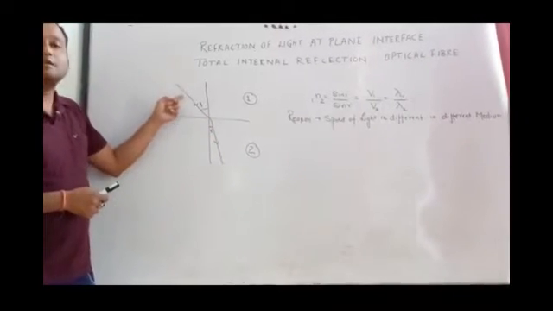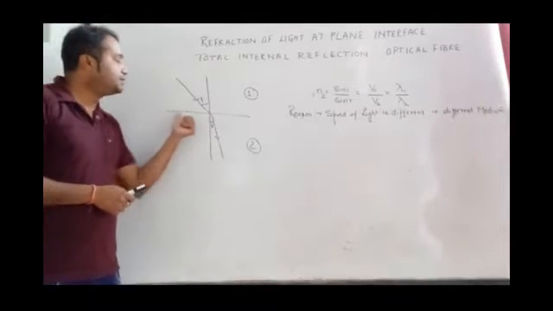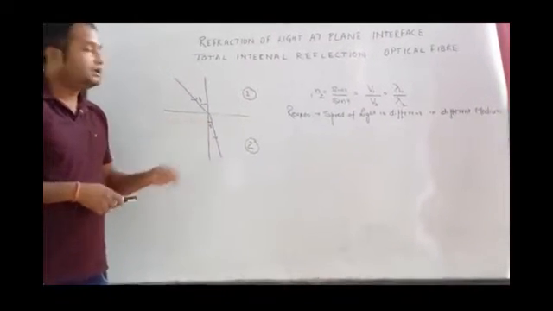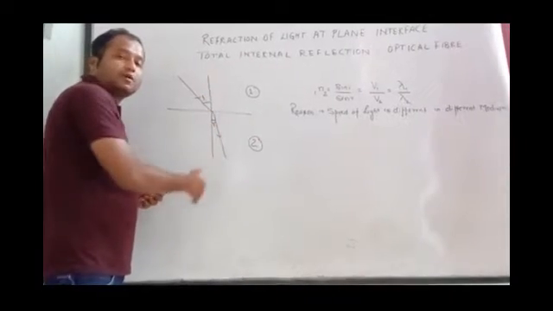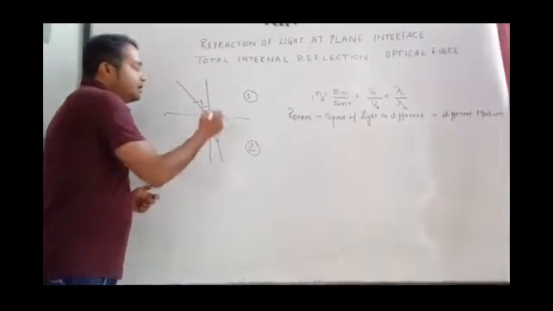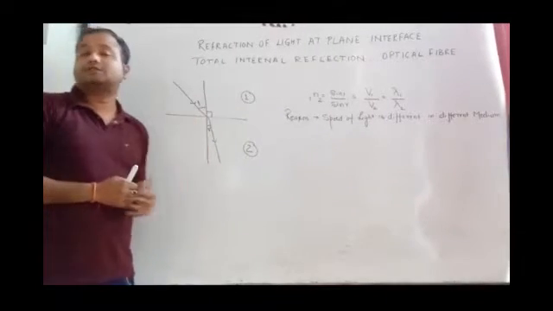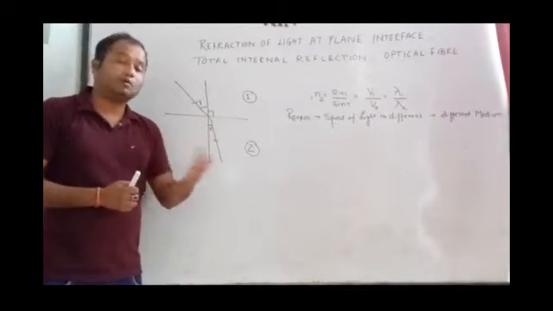Now, this particular ray which came and strikes this plane interface over here is called the incident ray. This line which I have drawn is called the normal. It's always 90 degrees to the plane surface. The angle between them is called the angle of incidence. This is what we know.